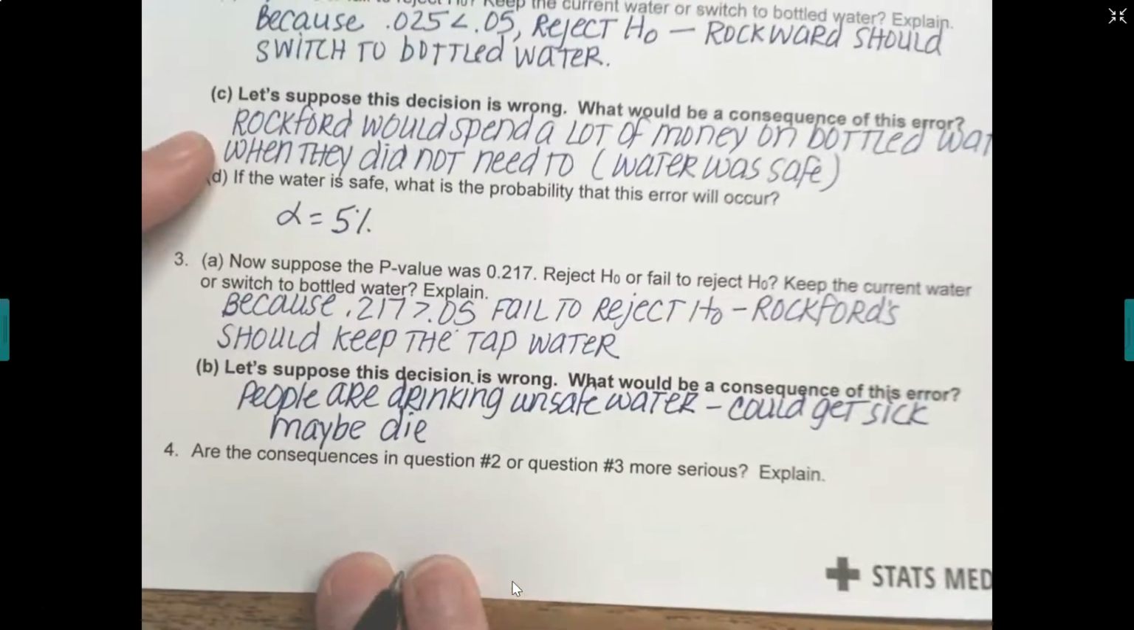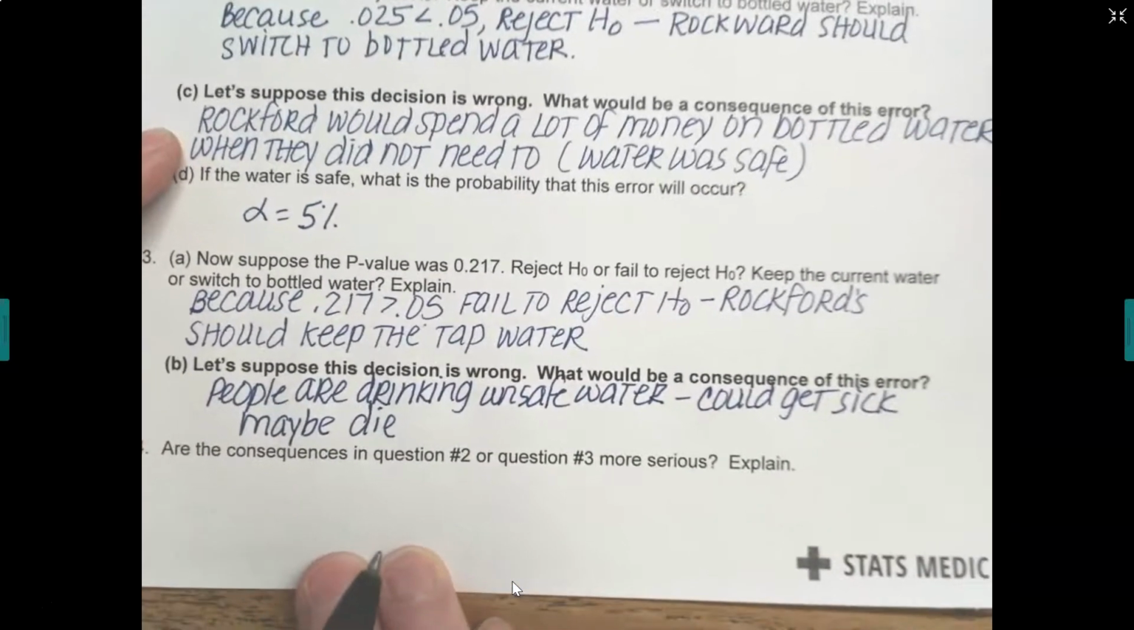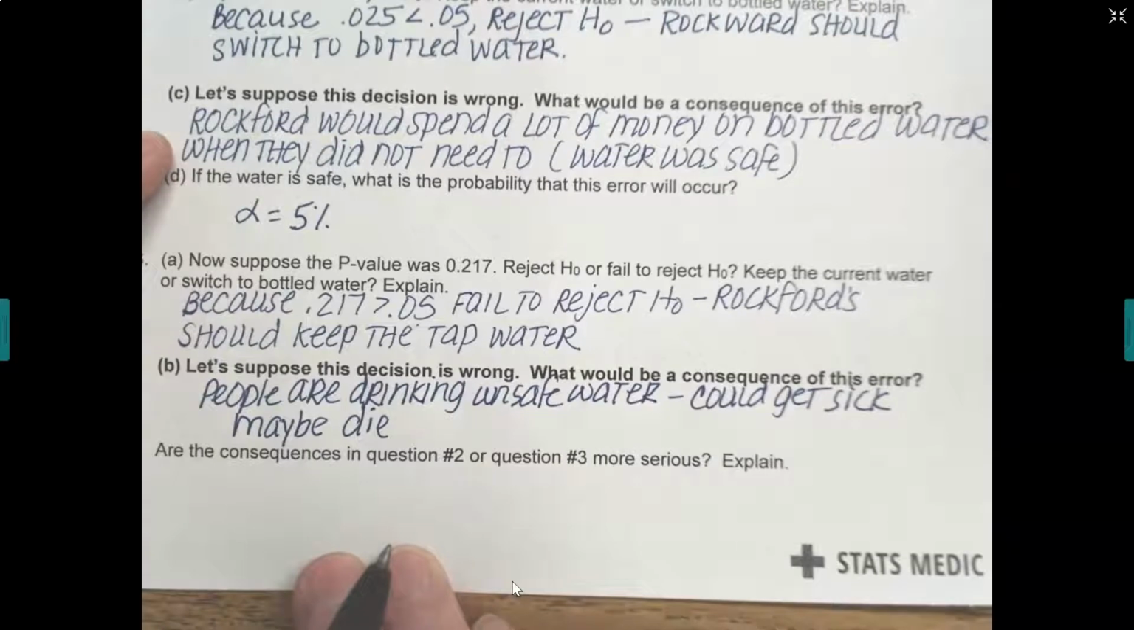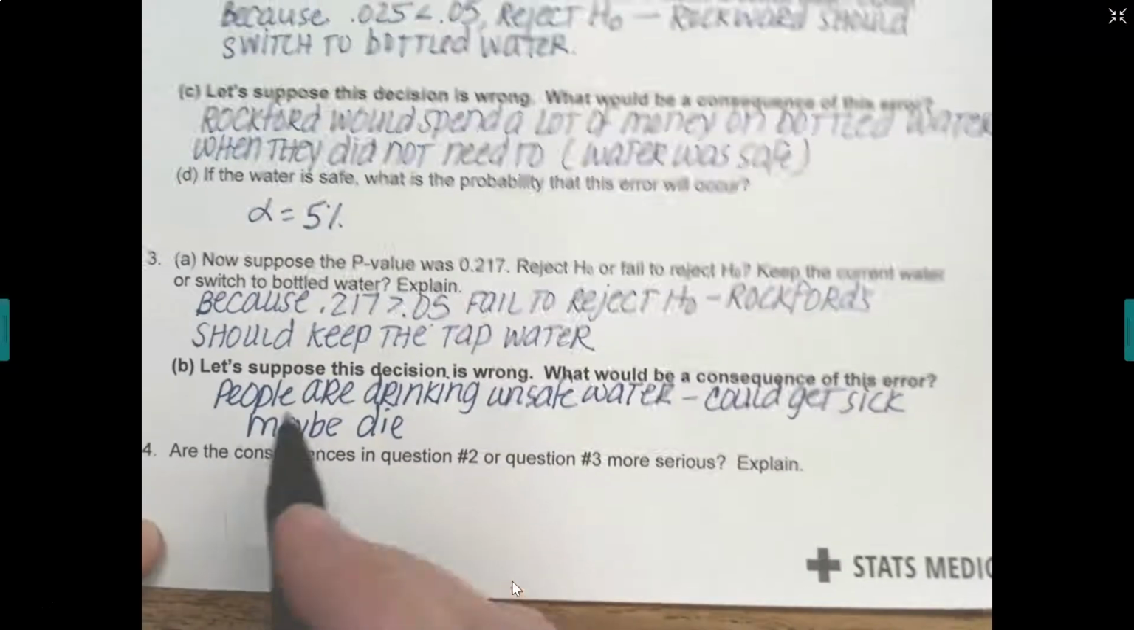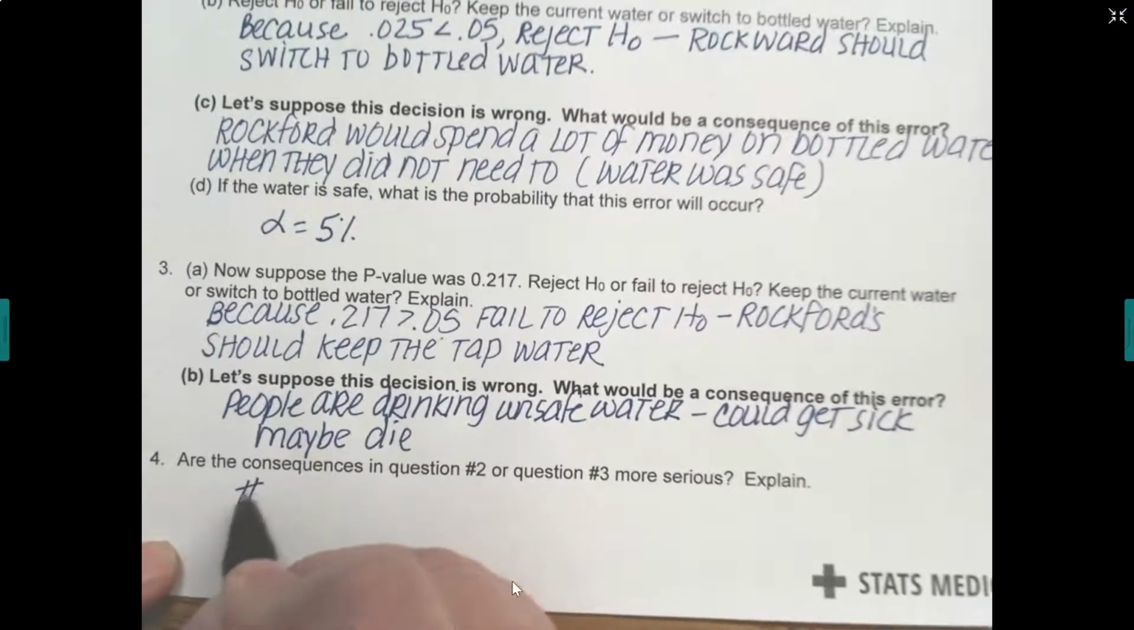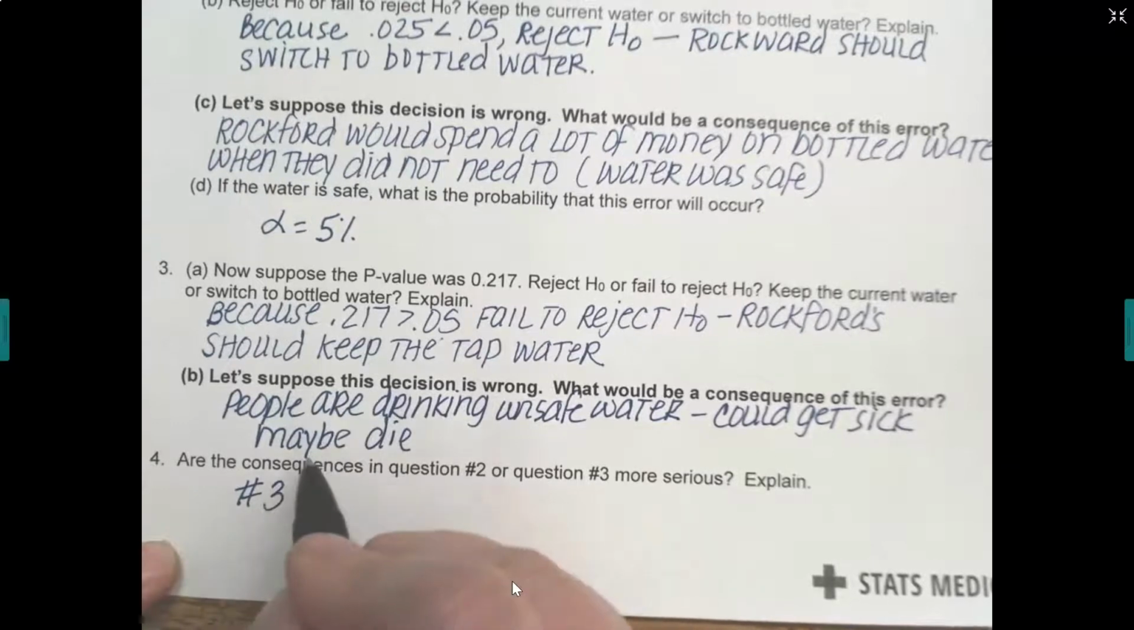So up here, Rockford would have spent money they didn't need to. I mean, it's important to be fiscally responsible. But here people could die with this error. So of the consequences in 2 and 3, which is more serious? Well, question 3 is more serious. Drinking unsafe water is bad for your health.